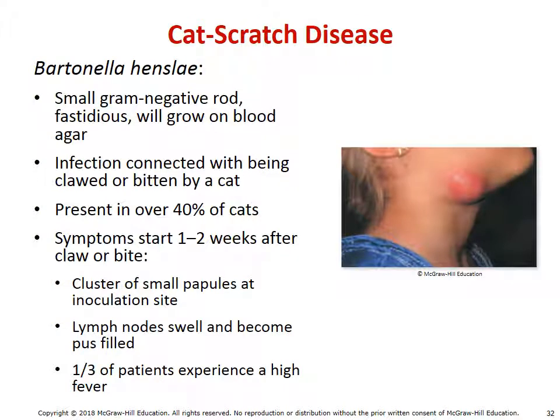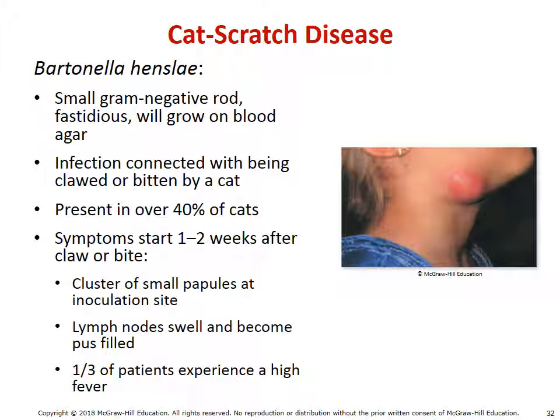So let's move on to a new pathogen, which is Bartonella henselae. Bartonella henselae causes something called cat scratch fever. Again, for a very long time we called this fever, but we more recently changed the name to just cat scratch disease because fever is only seen in roughly 1/3 of the patients.